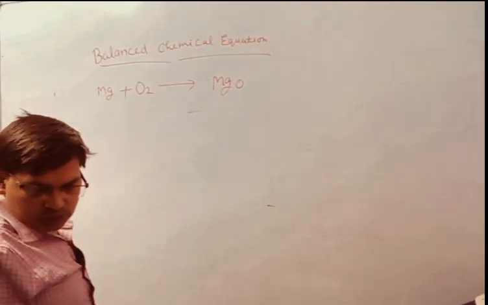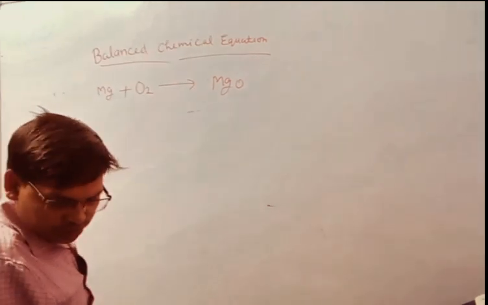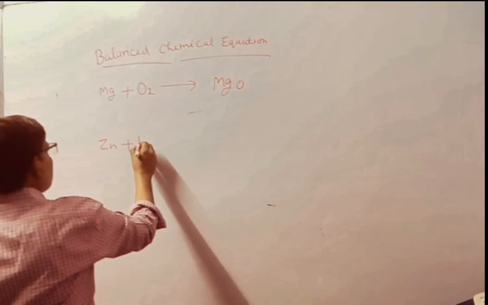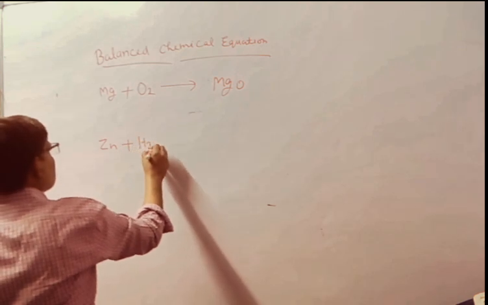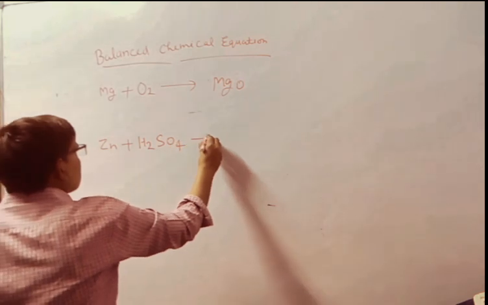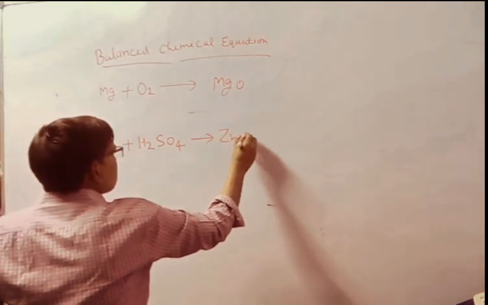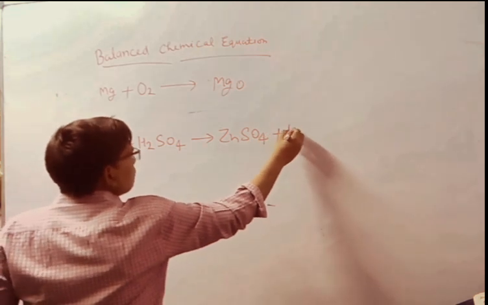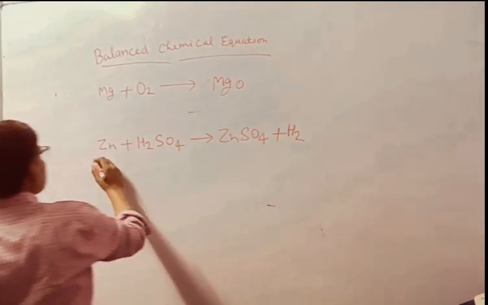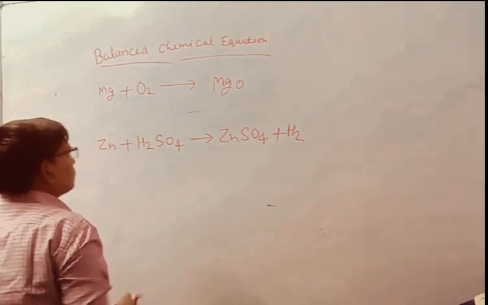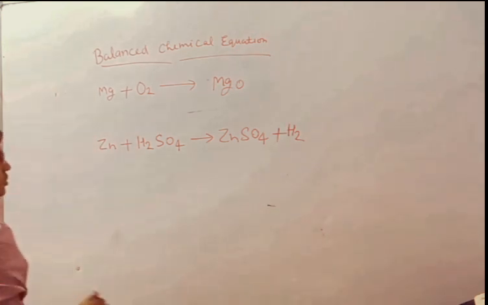Suppose you have the equation: zinc plus H2SO4 gives zinc sulfate plus H2. We are going to take this example. How will we balance it?